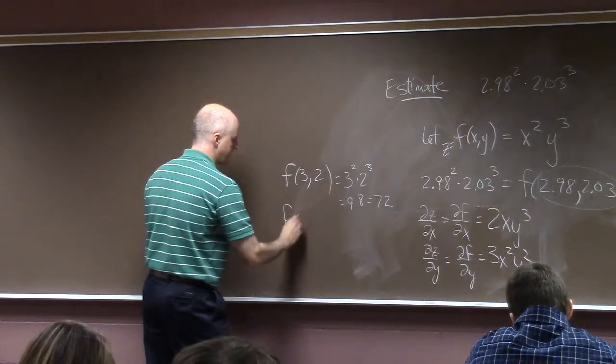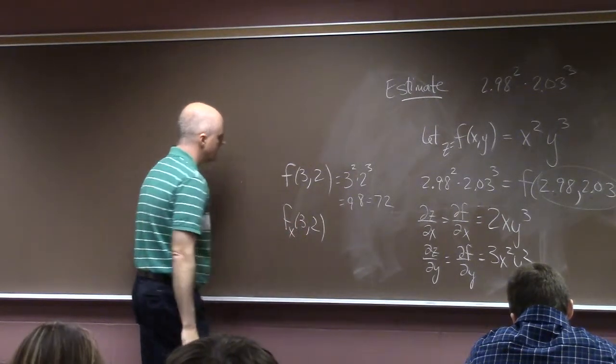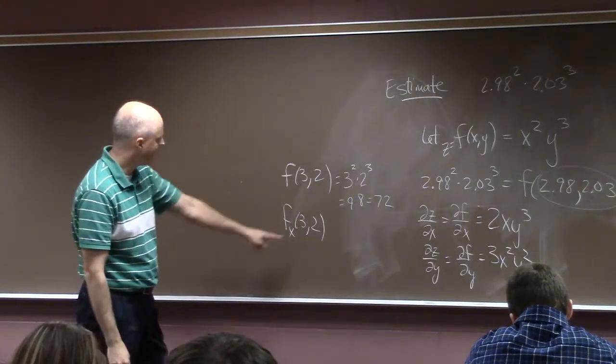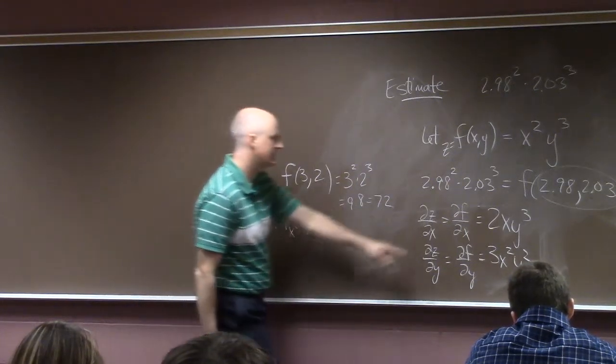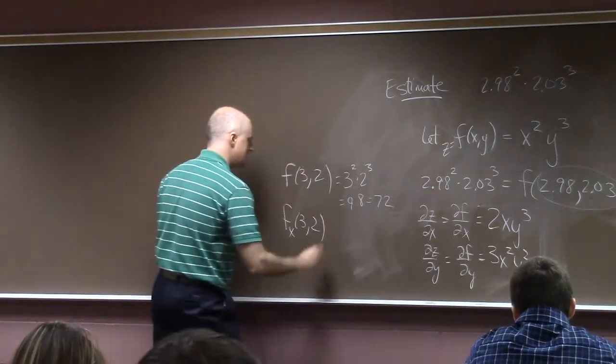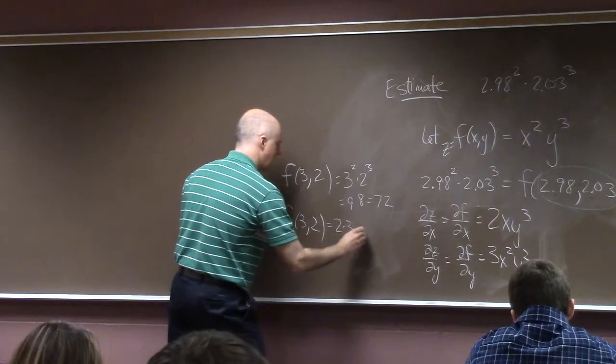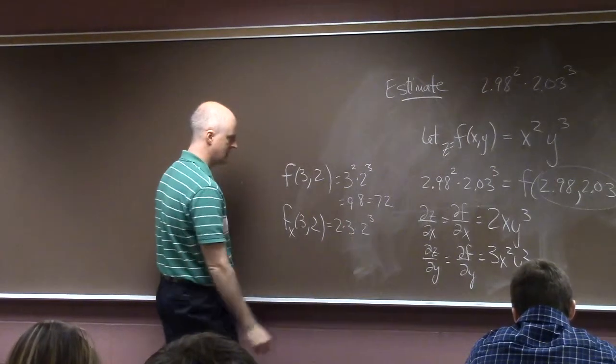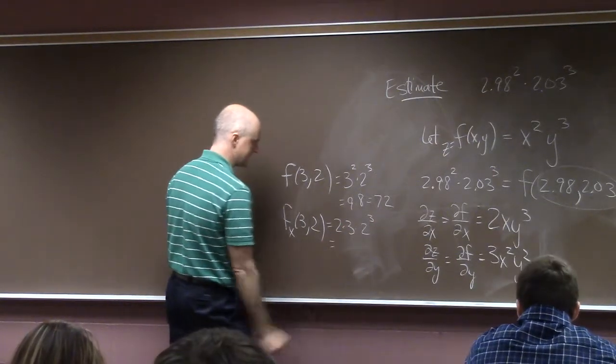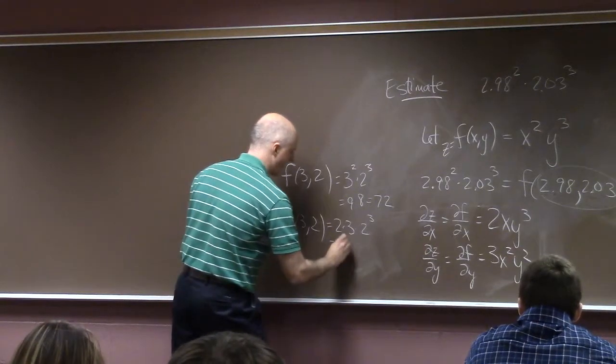Plug the point into the derivatives. Partial with respect to x, evaluated at this point (3, 2), plug it into this formula. 2 times 3 times 2 cubed. 2 to the fourth ultimately is 16 times 3 is going to be 48.